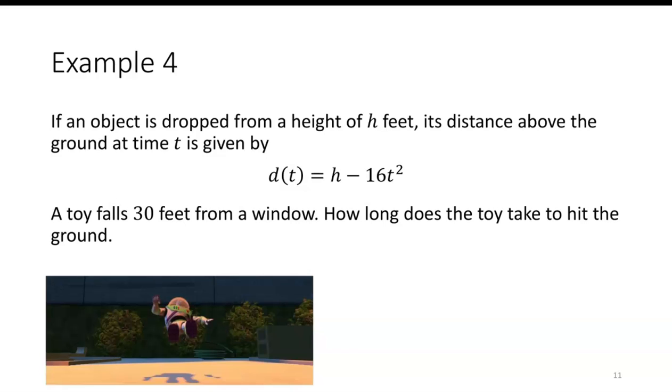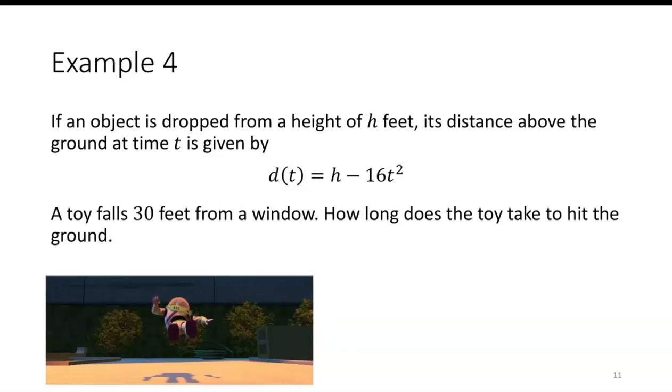Try another one. If an object is dropped from a height of h feet, its distance above the ground at time t is given by h equals 16t squared. So a toy falls 30 feet from a window. How long does the toy take to hit the ground?